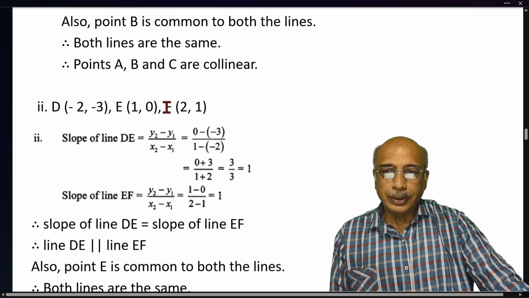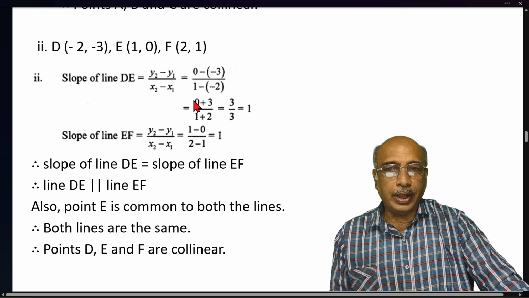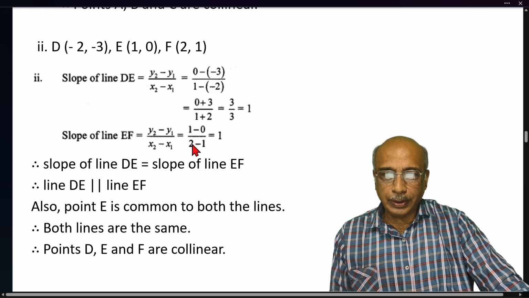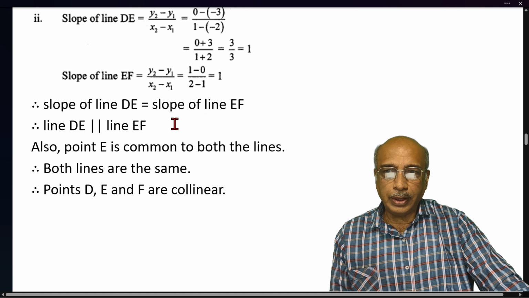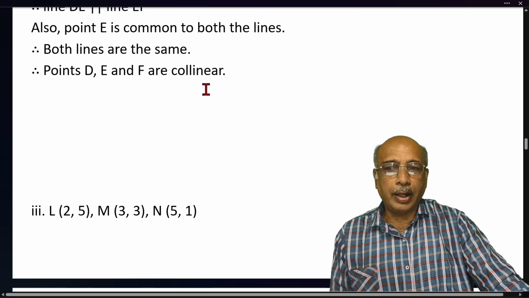Next, related to D, E, F. Slope of line DE we will calculate, it comes to 1. EF we will calculate, it comes to 1. Therefore, slope of line DE and slope of line EF are equal. Therefore, two lines are parallel. Also, point E is common to both the lines. Therefore, both the lines are the same. So, points D, E and F are collinear.